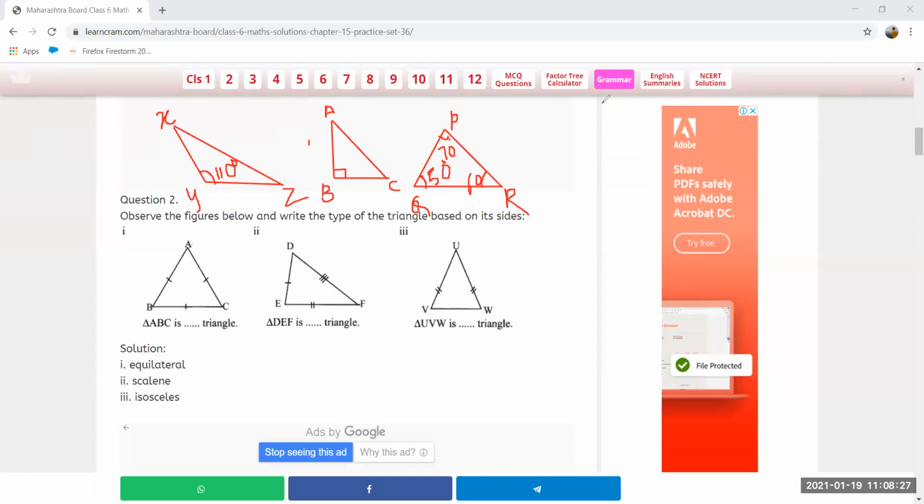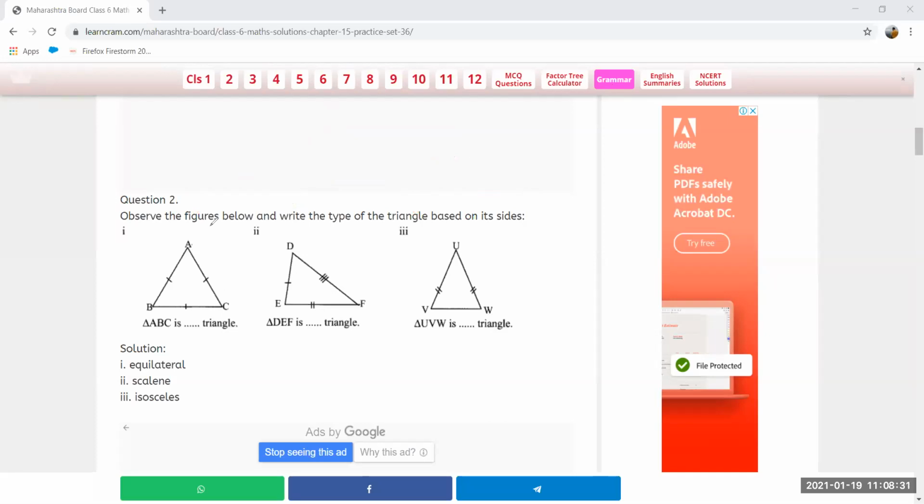And on the basis of sides, the triangles are classified into three types again. If all three sides are equal, then it is known as an equilateral triangle. If all three sides are different, then it is known as a scalene triangle. If any two sides are similar, then it is known as an isosceles triangle. All right, children.